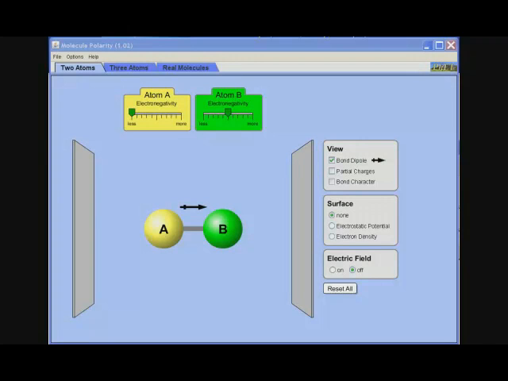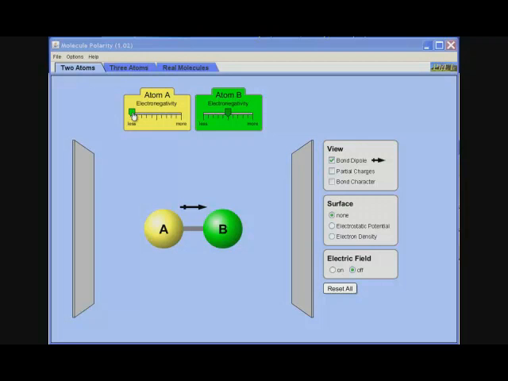This is a simulation on molecule polarity by University of Colorado, PhET. This simulation allows you to view the polarity between two atoms, or three atoms, or actual real molecules. To start off with two atoms, you have several options.